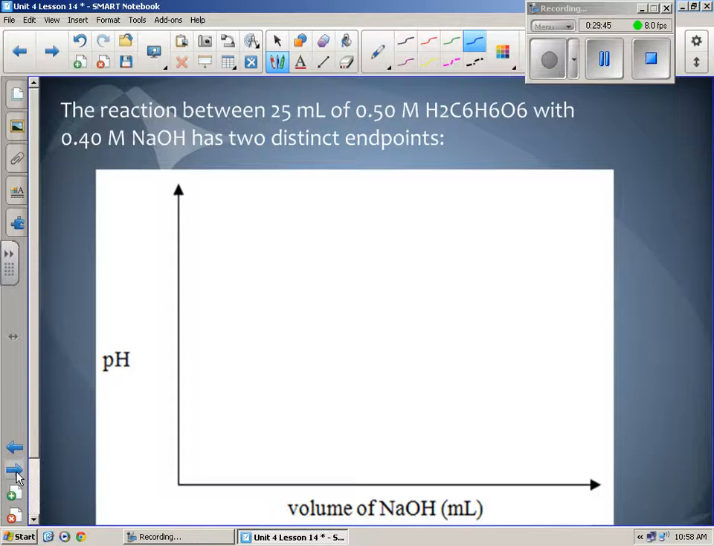Here's some numbers with this one. Let's start with a graph. Starting high or low? Quickly. What do you think? Low. Starting low, yeah? 25 milliliters of acid. These are even easier to tell because they tell you it's 25 milliliters of acid. You're not going to put 25 milliliters of acid in the burette. That doesn't make sense. The burette is there to measure out the volume, so obviously the base is going to go into there. So you're going to start low.